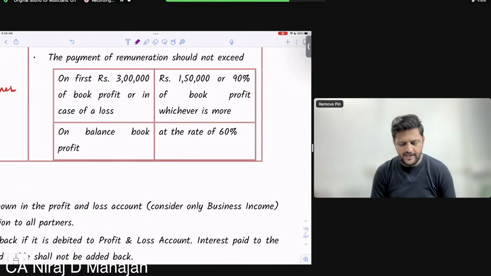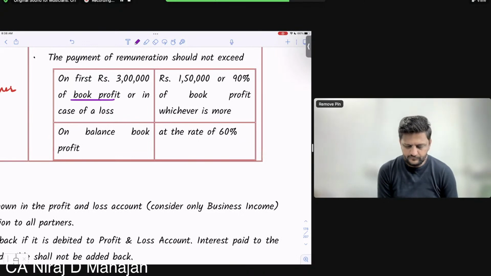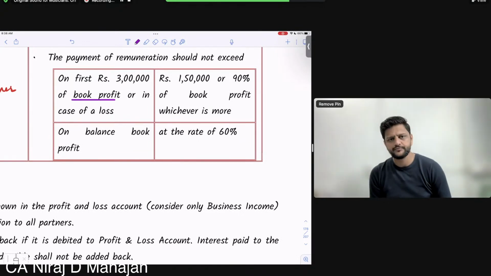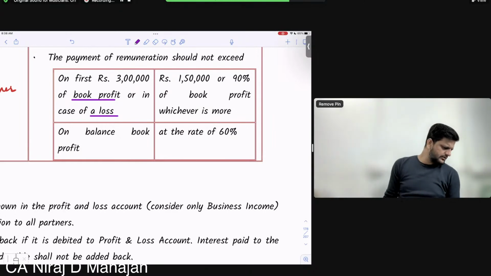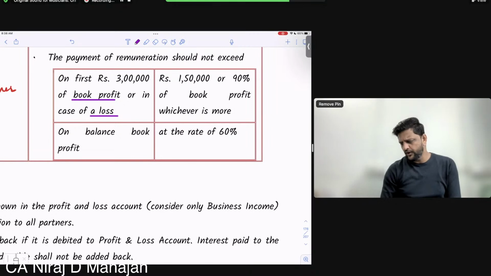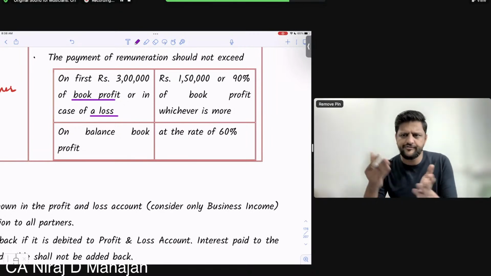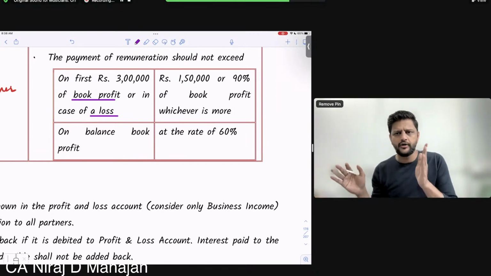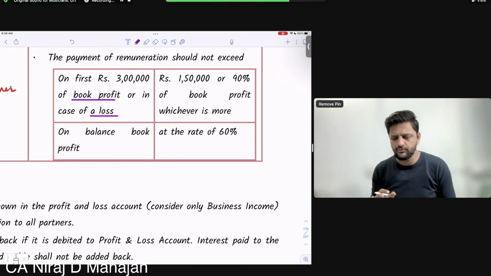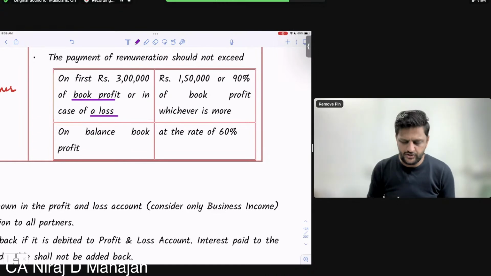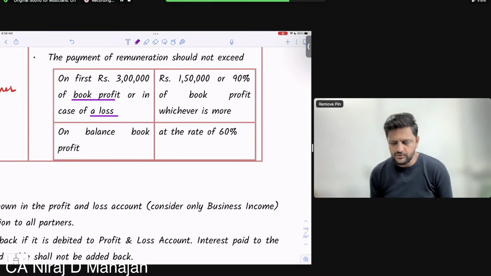on the first Rs. 3 lakhs of book profit. The word itself is book profit, right? Or in the case of loss, possible. So the overall profit could be more than 3 lakhs or it can be a loss also. But on the first 3 lakhs, even if it is a loss, there is no problem. Overall we are doing this as per slab rates, up to the first 3 lakhs of book profit. Then what is the maximum remuneration? Rs. 1,50,000 or 90% of book profit, whichever is more.